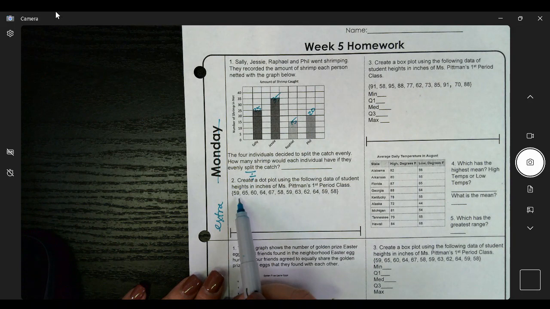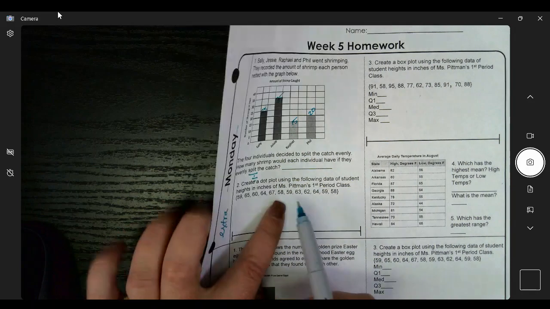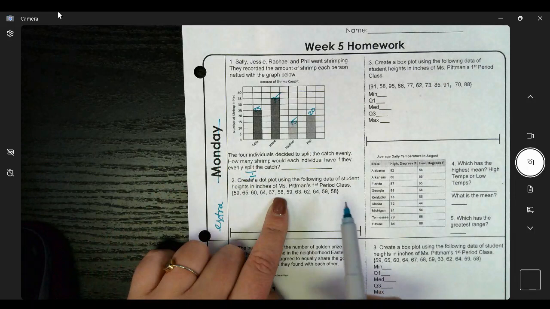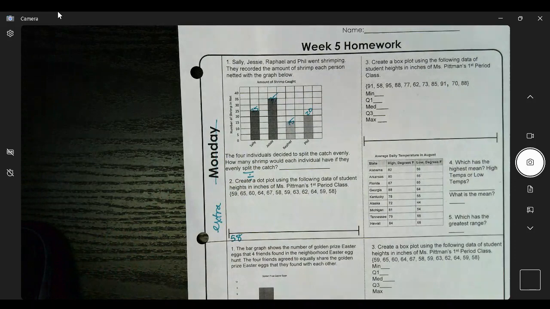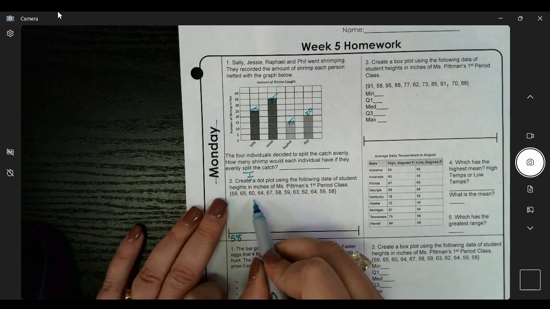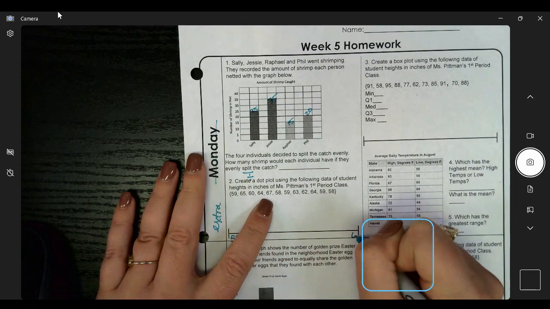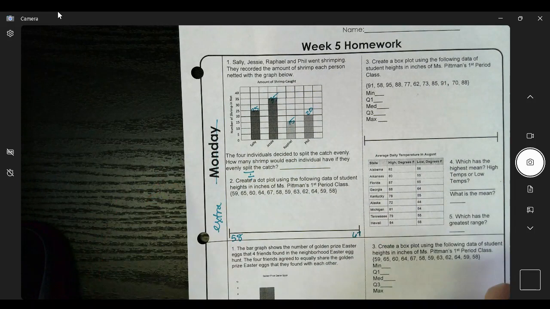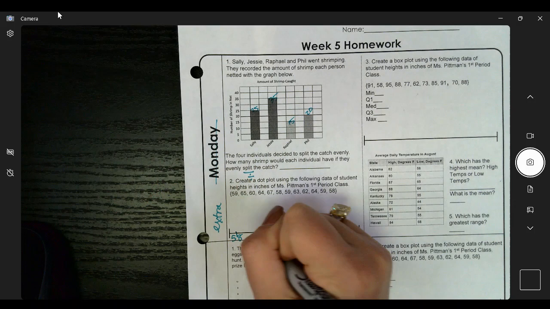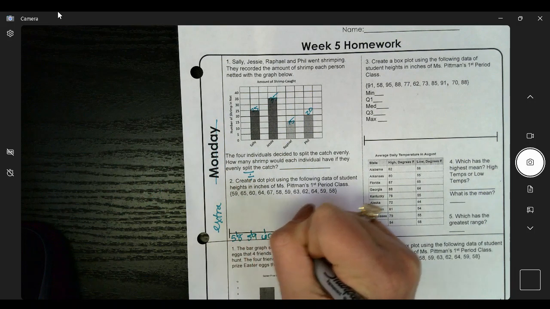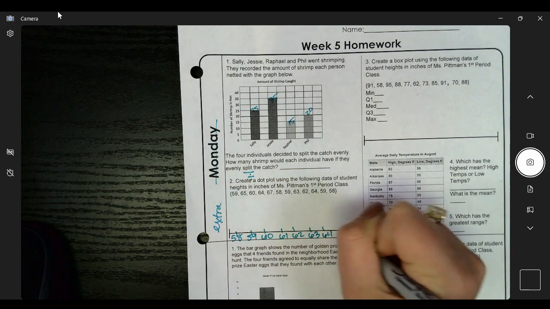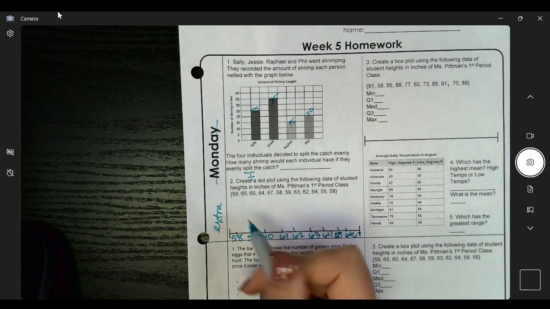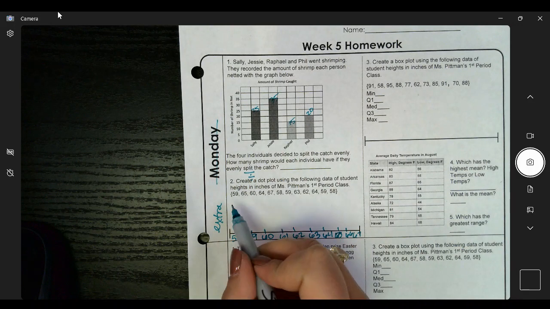And I've got, let's see, I see 59, I see 58. And it appears that 58 is my minimum, so I'm going to put 58 as my minimum. And my maximum appears to be 67. So I'm going to end my number line with 67. And I'm going to fill in the rest. So I got 58, 59, 60, 61, 62, 63, 64, 65, and 66. And then every time a number appears, I'm going to put an X above it because that's what it's representing.